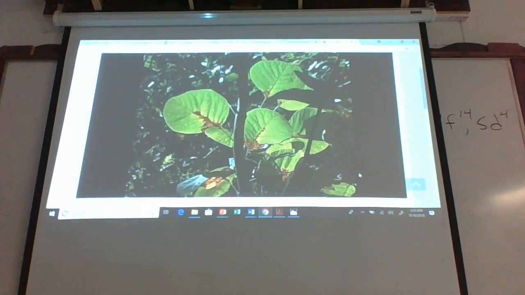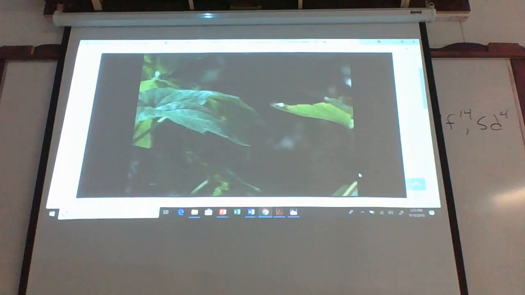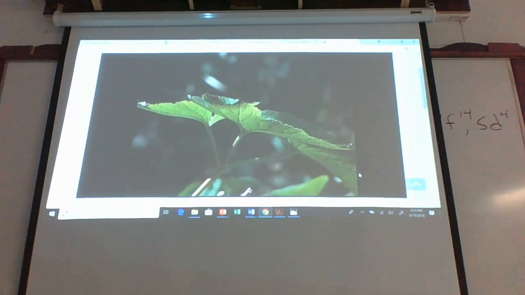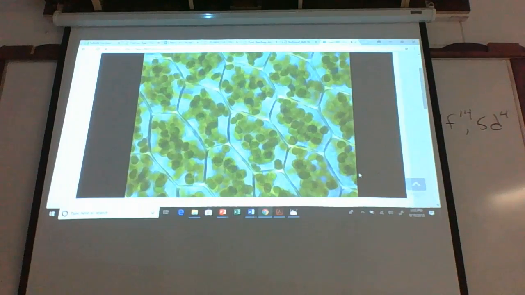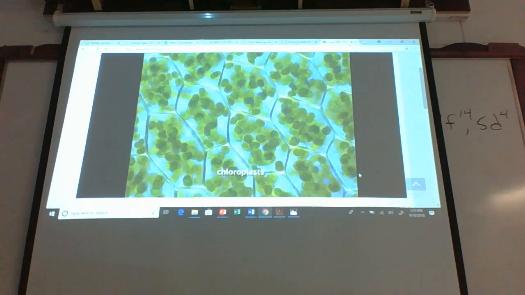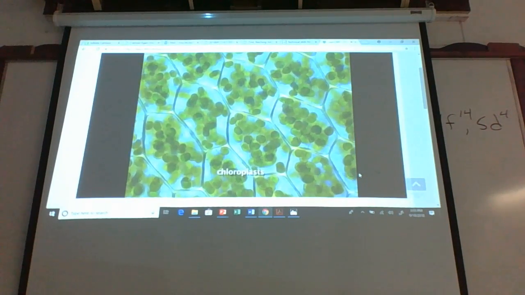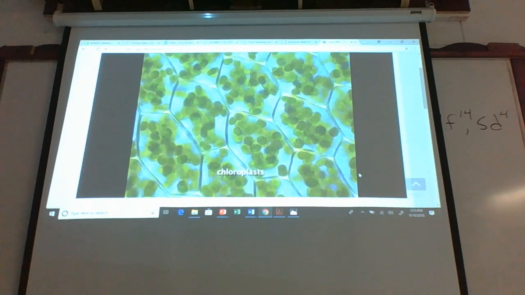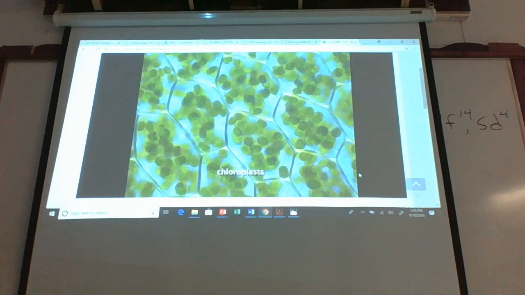The leaves of a plant are its solar panels. Their thin, spreading structure is an adaptation to harvest the maximum amount of sunlight. Light energy is captured in a very specific place. Most of the leaf's inner cells contain structures called chloroplasts. We can see chloroplasts here clearly, the green oval-shaped organelles.